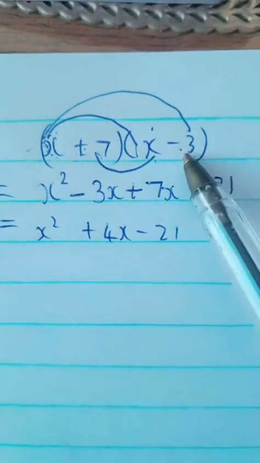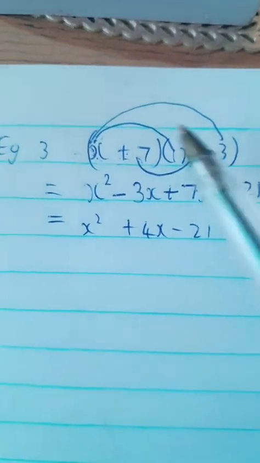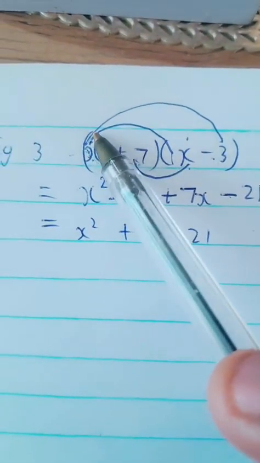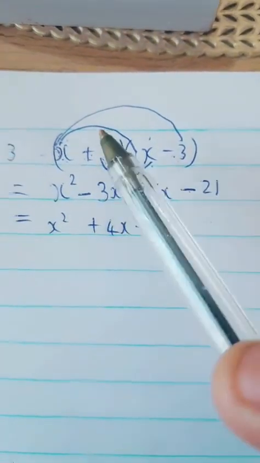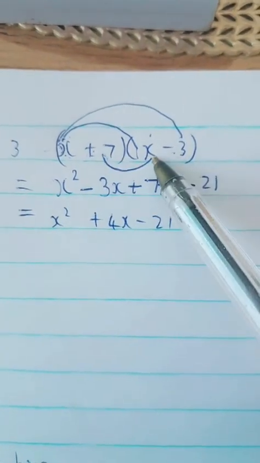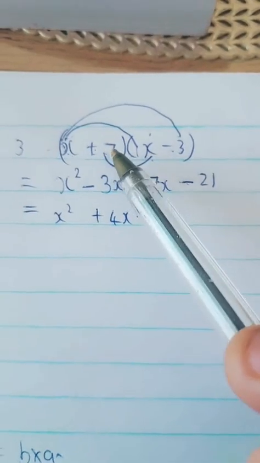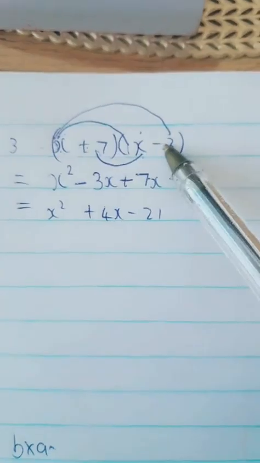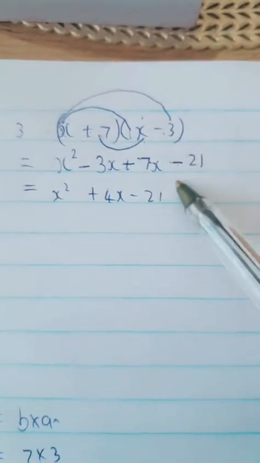Someone asked, where did I get the negative 21? So let's take it through once again. We multiply the first terms. First, x times x, we get x squared. We multiply the outer terms next, x times negative 3, we get negative 3x. Then we take 7 and multiply with x. Positive 7 times 1x gives us 7x. Then we multiply the last terms last. So positive 7 times negative 3, positive times negative gives us negative. 7 times 3 gives us 21. That's where we get the negative 21 from.